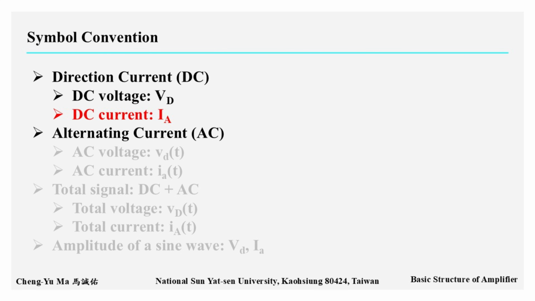Similarly, for DC current, the notation uses an uppercase letter I together with an uppercase letter as the subscript. For example, uppercase I with uppercase A as the subscript is written as IA.